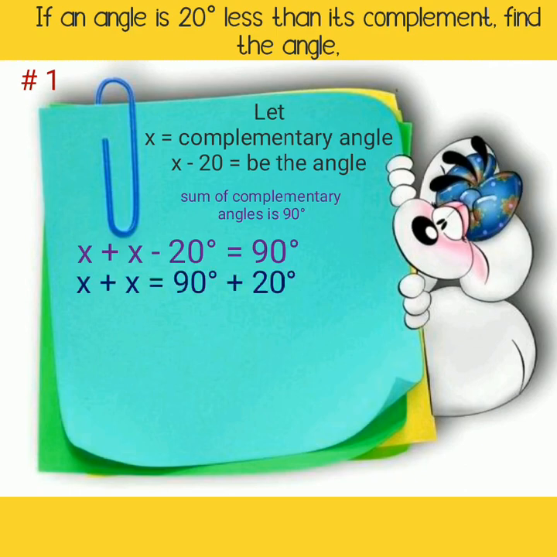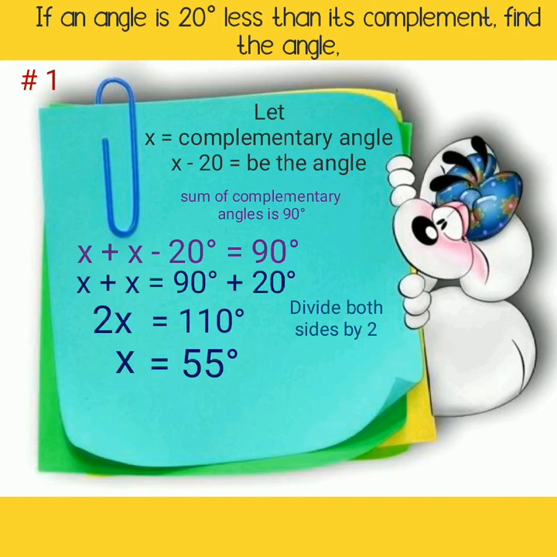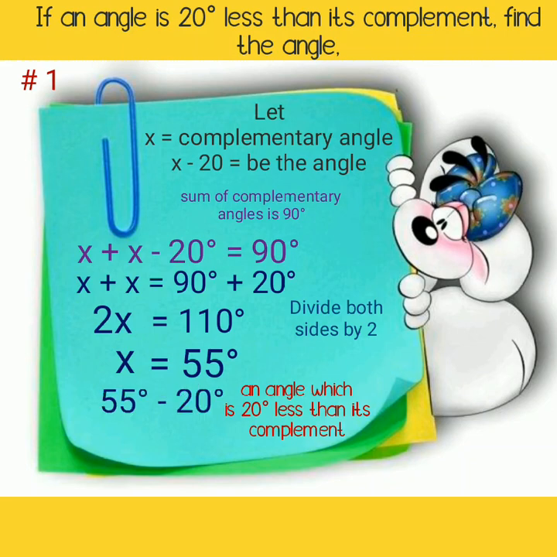Combine like terms, x plus x is equal to 90 plus 20. x plus x is equal to 2x and 90 plus 20 is equal to 110. Divide both sides by 2. So 2x over 2 is equal to x and 110 over 2 is equal to 55. Since we're looking for an angle which is 20 degrees less than its complement, that will be 55 degrees minus 20 degrees is equal to 35 degrees.